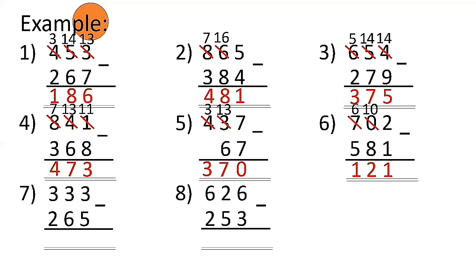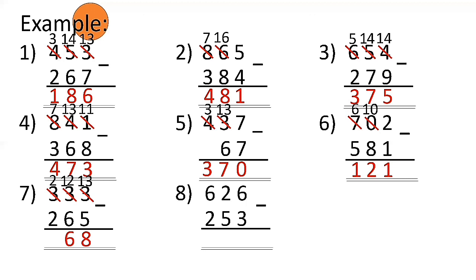3 minus 5 cannot be, so we need to borrow the tens place. 3 becomes 2, 3 becomes 13. 13 minus 5, that is 8. And 2 minus 6 cannot be, so we need to borrow in the hundreds place. Cancel 3 becomes 2, and 2 becomes 12. 12 minus 6, that is 6. And 2 minus 2 is 0, so our answer is 68.